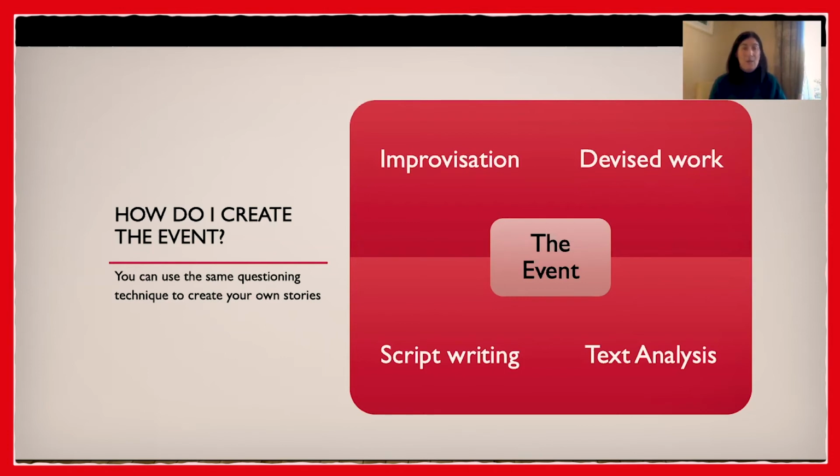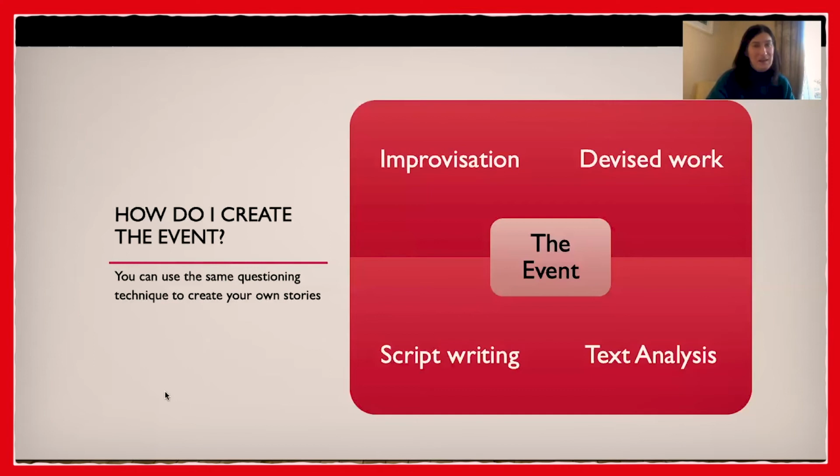The next thing that we have is script writing. So you may be asked to create a monologue, a piece of text for one voice, maybe direct address to an audience, or a duologue, between two people, or you may be asked to write a scene. And often we get really stuck and we start thinking, well, where do I even begin to start creating this script? How do I write a monologue? How do I create a duologue? And one of the things I often say is identify the event. What is the event? How do I create it?